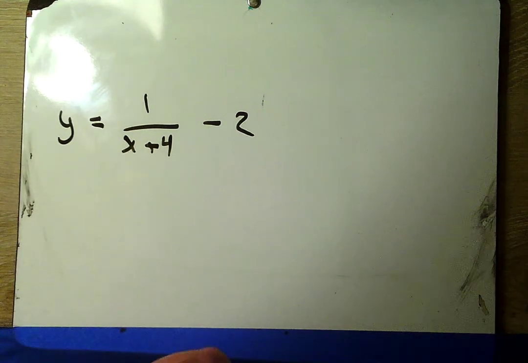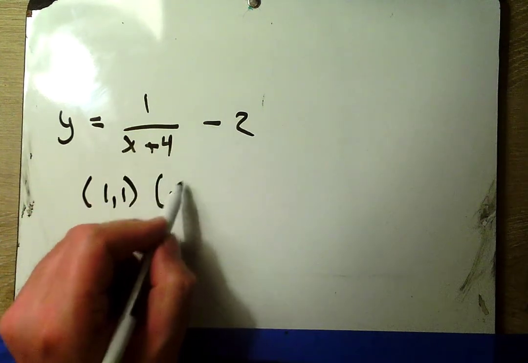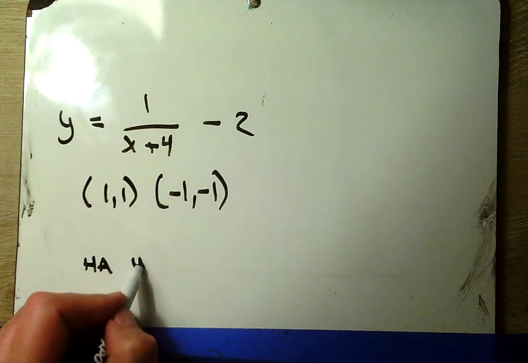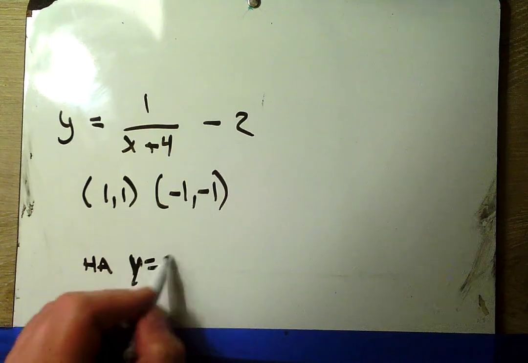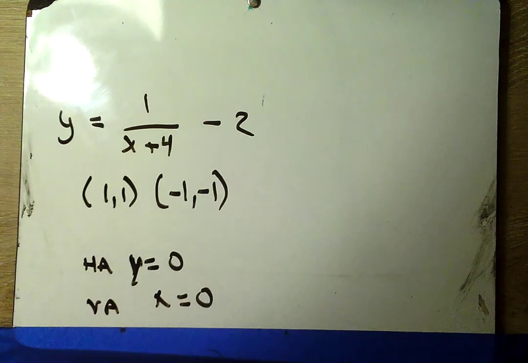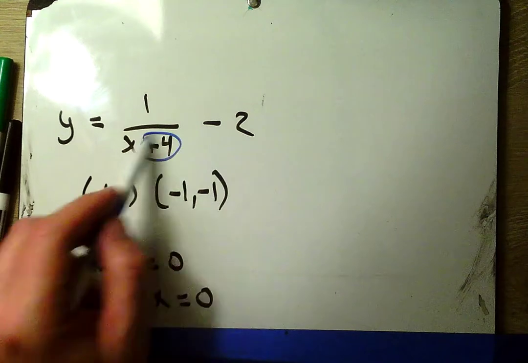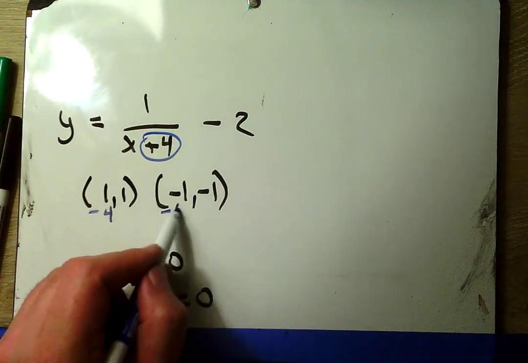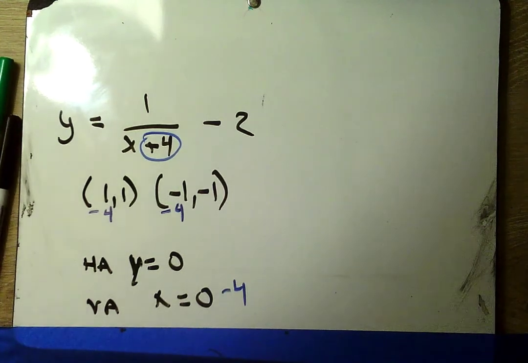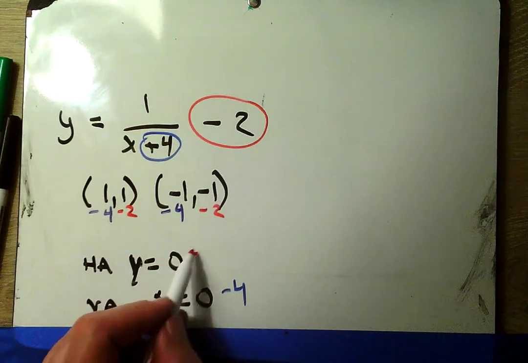All right, welcome back. So, did you start off with 1, 1, -1, -1, and our horizontal asymptote of y equals 0, and our vertical asymptote of x equals 0? So these are our reference elements, and what do we need to do? Well, this is inside the function, so I'm going to subtract 4 from all the x's. And this is outside the function, and so I'm going to subtract 2 from all the y's.